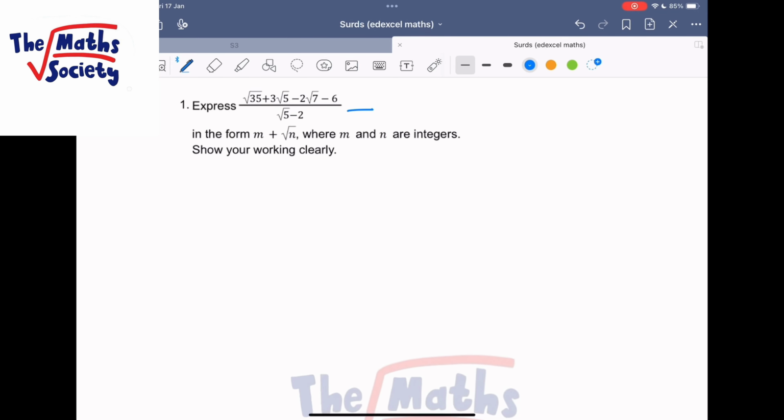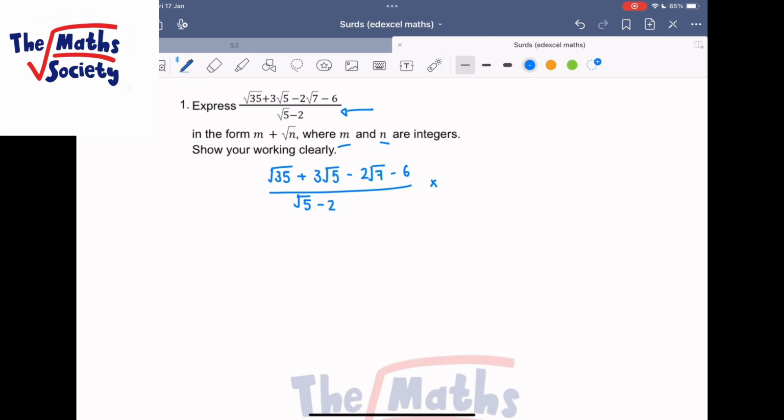Okay, so for number one, it says to just express this given surd in the form m plus root n, where m and n are supposed to be integers, and you just need to show your working clearly. We know that if we have surds, we need to rationalize them, so we'll try to rationalize them first. So root 35 plus 3 root 5 minus 2 root 7 minus 6 by root 5 minus 2.